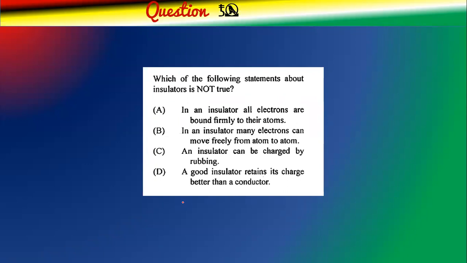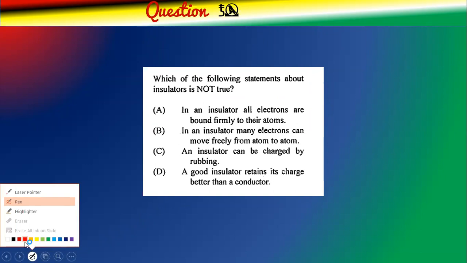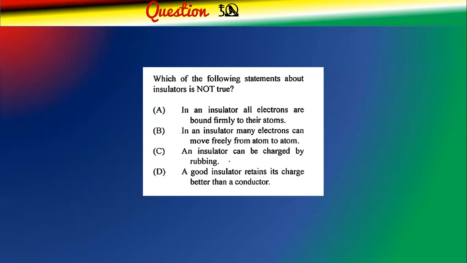All right, so this question is asking us which of the following statements about insulators is not true. I think we worked a similar question to this before. Okay, yes, I see several persons start sending your answers. So it is indeed B. All right, insulators do not have free electrons. There are no electrons moving around freely.